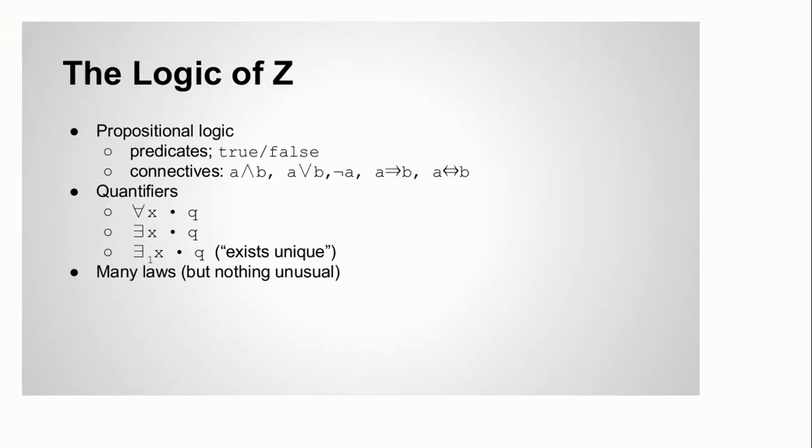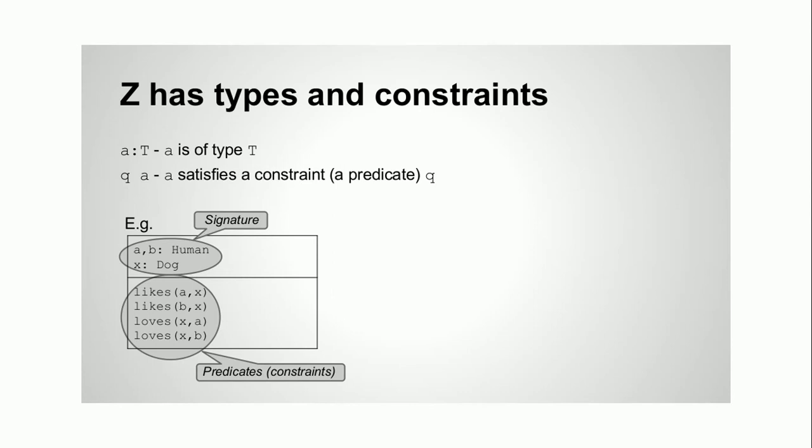So these are the logic of Z. Propositional logic, predicates, true or false, connectives, and quantifiers, and many laws, but nothing unusual. Z has types of the constants. These are the examples.